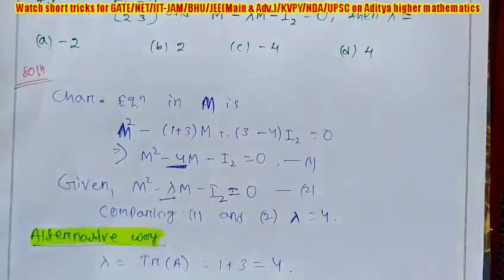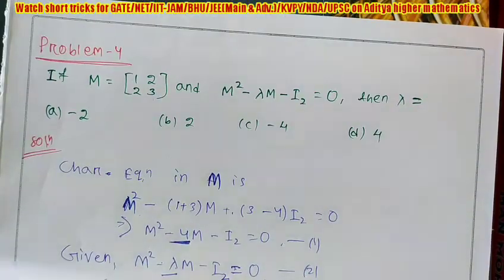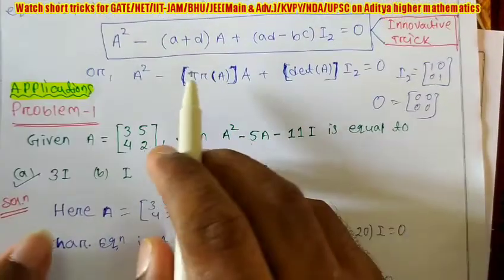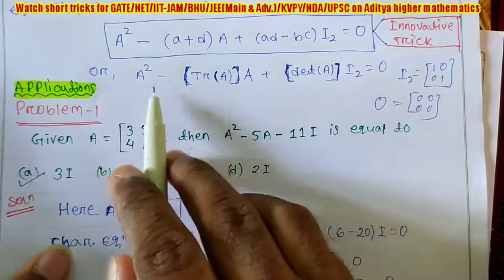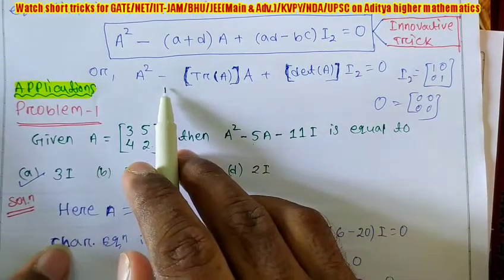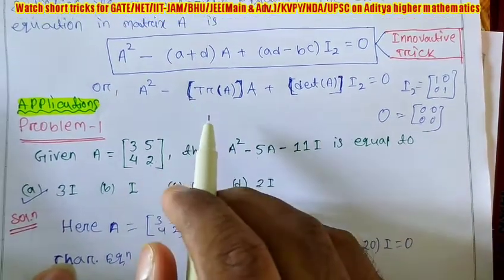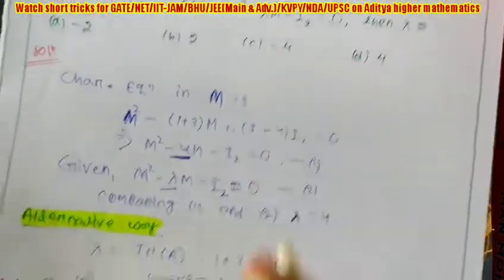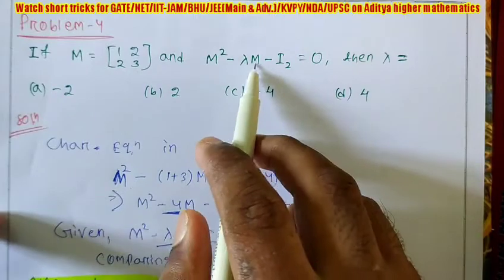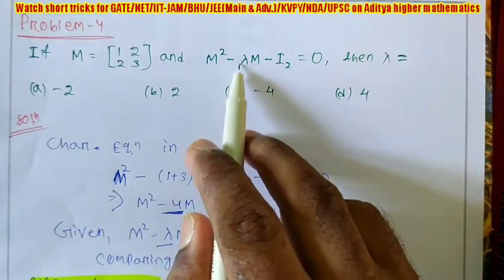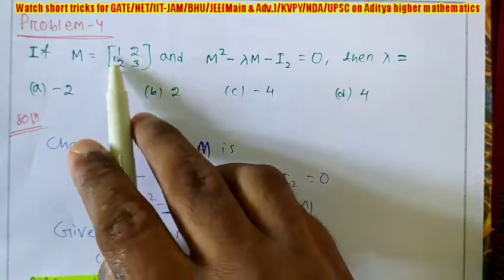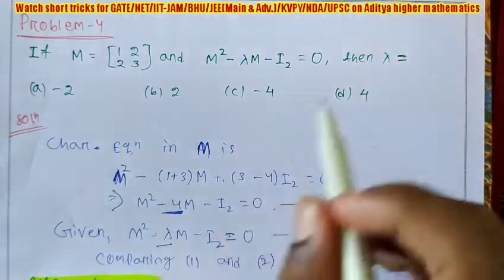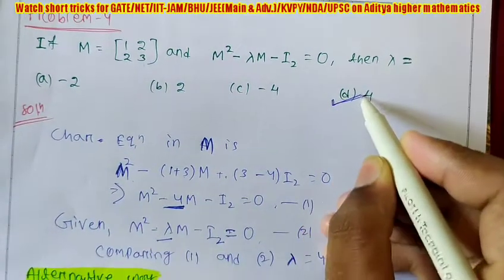I told that the coefficient of A is nothing else but the trace of A, if the sign is minus. Understood? Trace of A means the sum of diagonal elements. So in this question you have to find the coefficient of M, that means lambda, which is simply the sum of diagonal elements, 1 plus 3, which is 4. Only 1 second.